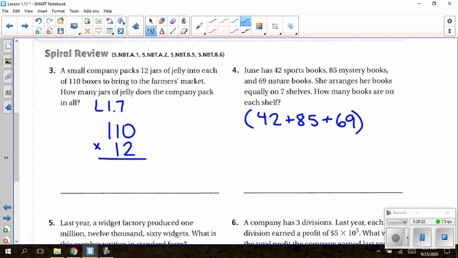Once we have that, we then need to arrange them equally on 7 shelves. Equally, if you recall from lesson 10, was to divide. That's sharing something equally between those 7 shelves. So we are going to make sure we divide the total of books by 7.